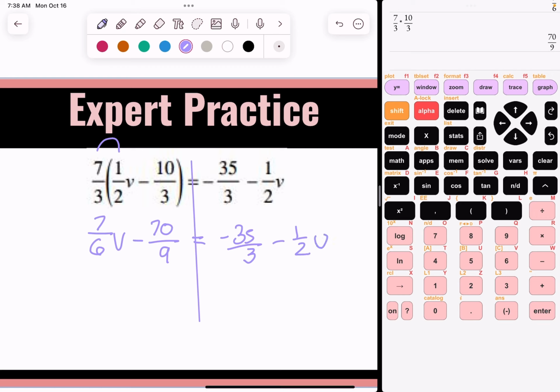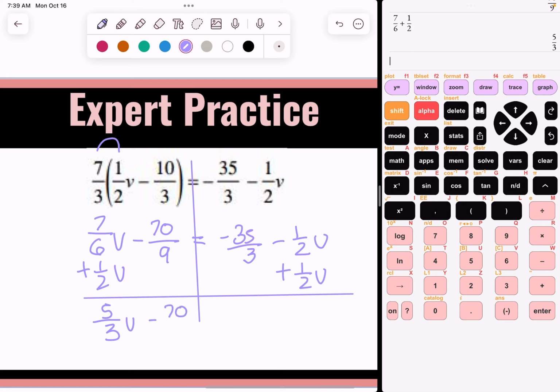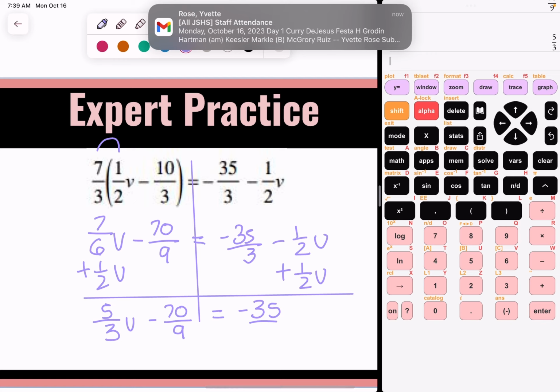Alright, now I want only my v's on the left side, which means I need to get rid of the negative 1/2 v on the right side. So to do that, I could add that to both sides. And I get 7 over 6 plus 1 over 2 gives me 5 over 3v minus 70 over 9 equals negative 35 over 3.